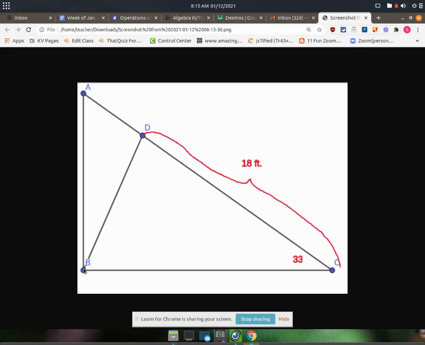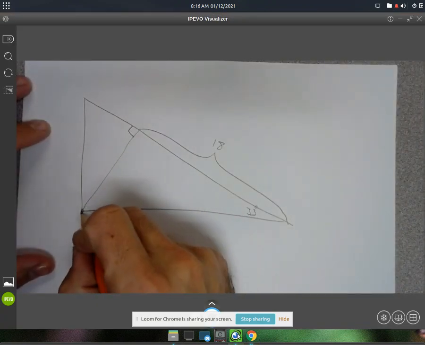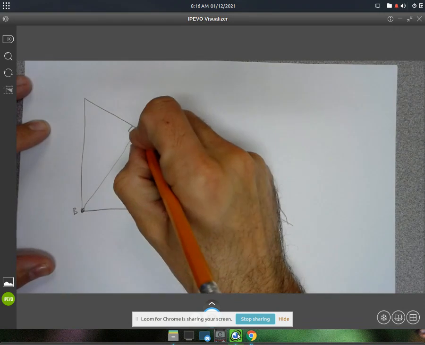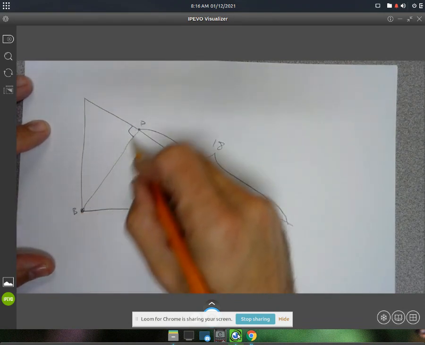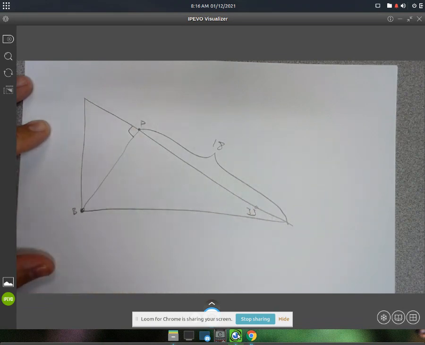Now, this segment, BD, is actually an altitude of the right triangle. An altitude is basically a segment that you drop from one of the vertices, and it meets perpendicular with the opposite side. So that's what's going on here. Got a picture of it for you. This segment, BD, is going to be perpendicular to this hypotenuse over here.